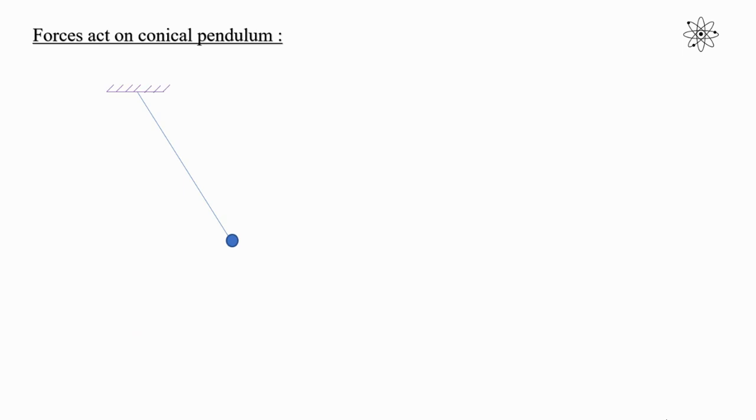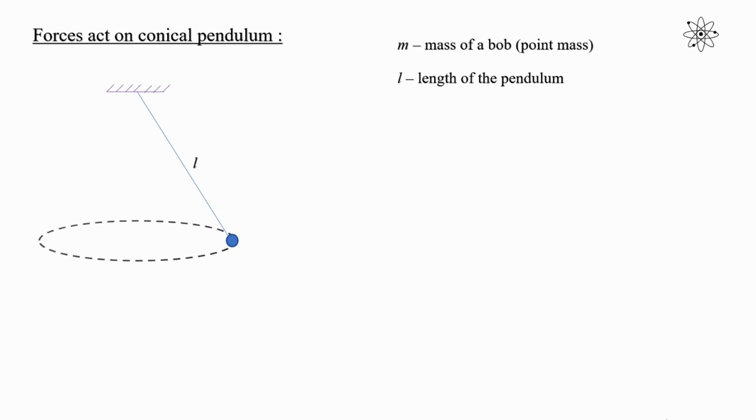Now let's find out what forces act on the conical pendulum. For that, we consider a bob of mass m. Here we consider the mass of the bob as a point mass. L is the length of the pendulum, measured from the point of suspension to the center of gravity of the bob. The bob describes a horizontal circle of radius r and revolves with speed v.